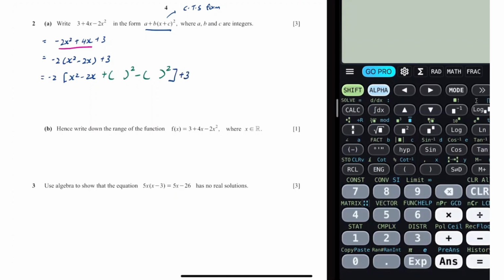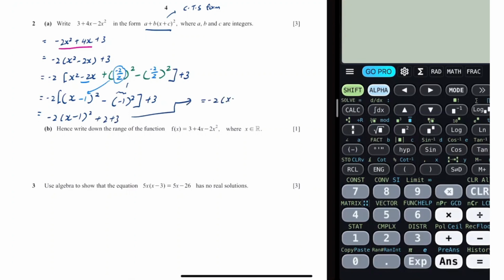So what is the second term here? Minus 2, just put it in. So you will have minus 2, bracket x, minus 2 over 2, which is going to be negative 1, close the square, minus, then this will be minus 1 squared, close the bracket, plus 3. Now bring in the negative 2, so this entire thing will be 1, so that will be plus 2 plus 3, so you're going to end up with negative 2 times x minus 1 squared, plus 5.